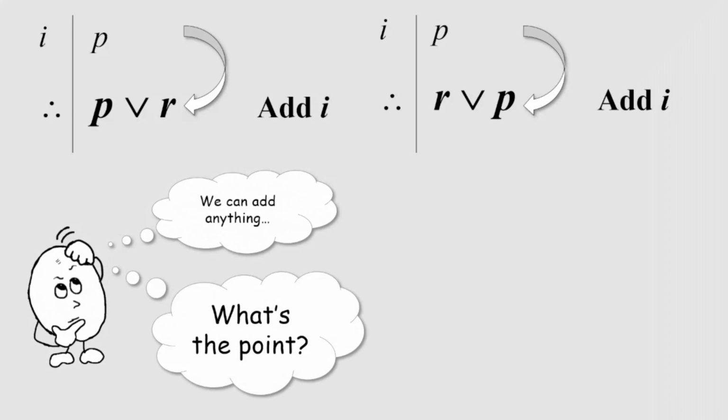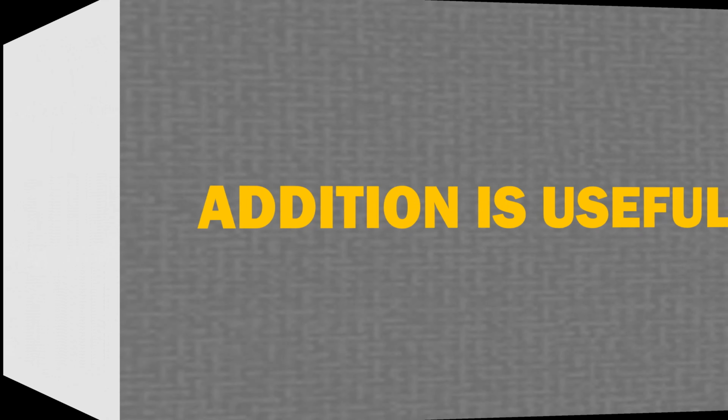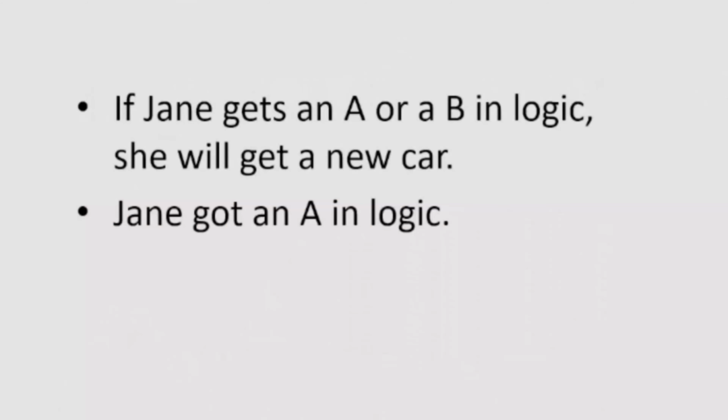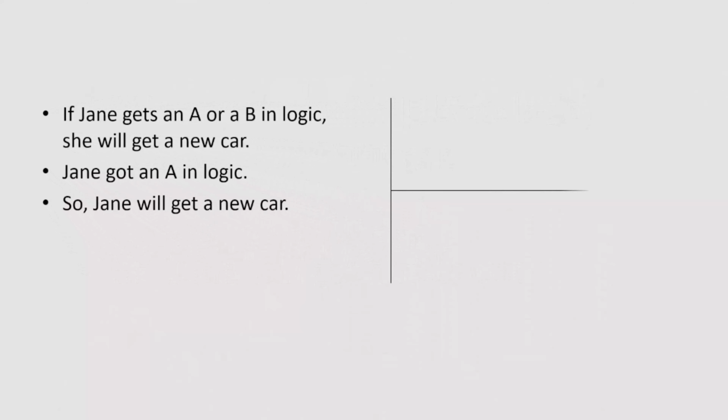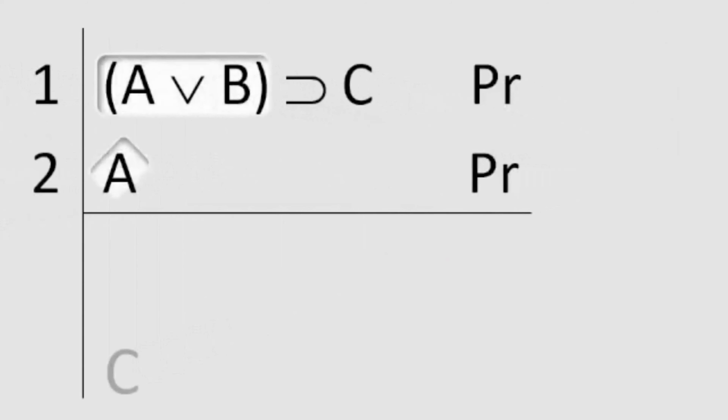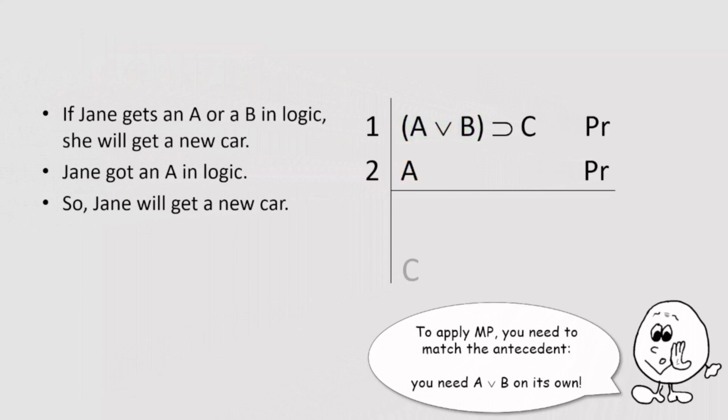It turns out that addition can be very useful. Consider the following example. If Jane gets an A or a B in logic, she will get a new car. Jane got an A in logic. Clearly, we can infer Jane will get a new car. Moreover, it sort of looks like a straightforward application of Modus Ponens. But if you look carefully at the symbolization of this argument, you will see that the conditional in line 1 has a disjunction in the antecedent. And what we have in line 2 is a proposition that doesn't match the antecedent. So we cannot apply Modus Ponens. To apply Modus Ponens, we would need the disjunction, A or B.